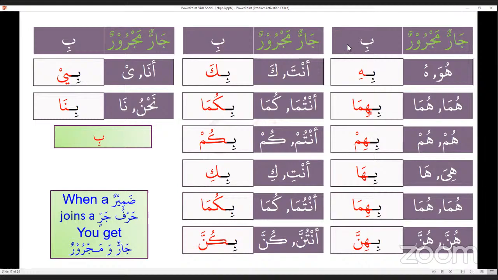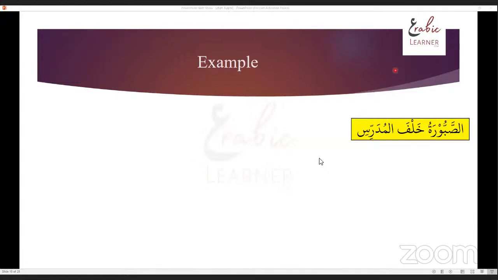MashaAllah, well done. All of you have understood the topic. Now I'm going to take an example with zarf. I taught you zarf in an earlier class, I think last week. Now this is a sentence: As-saburatu khalfal mudarrisi. What is the meaning of this?